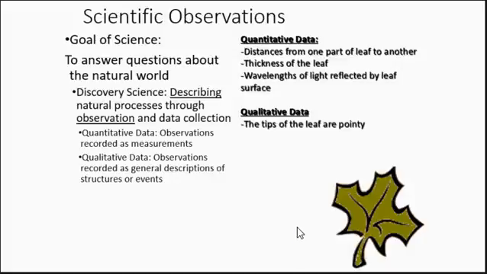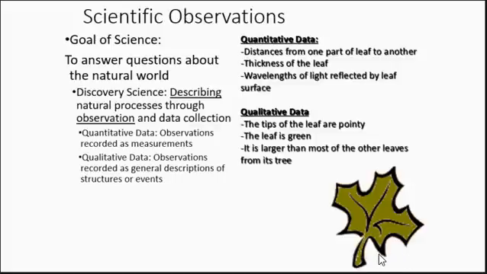Another example of qualitative data: if you don't want to describe the actual wavelengths of light, an easier way to describe them is just to say it's green. That is qualitative data. Or you might just give a general description instead of using measurements and say it's a big leaf, bigger than average for most other trees. That's qualitative data. And so discovery science makes use of both of these, just describing nature, answering the question, what is the world like?